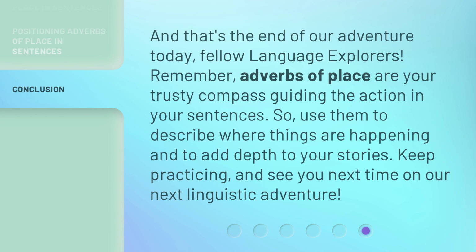And that's the end of our adventure today, fellow language explorers. Remember, adverbs of place are your trusty compass guiding the action in your sentences. So, use them to describe where things are happening and to add depth to your stories. Keep practicing, and see you next time on our next linguistic adventure.